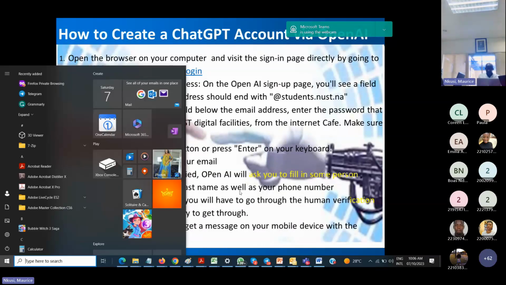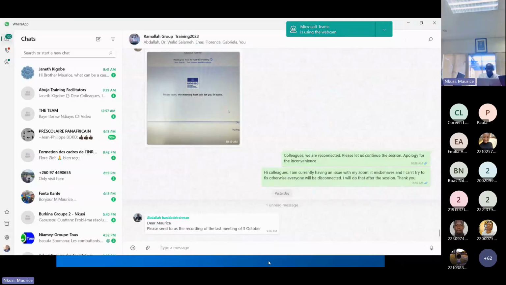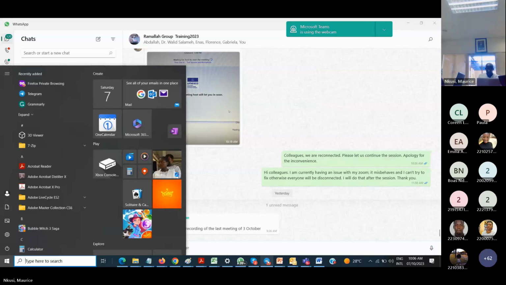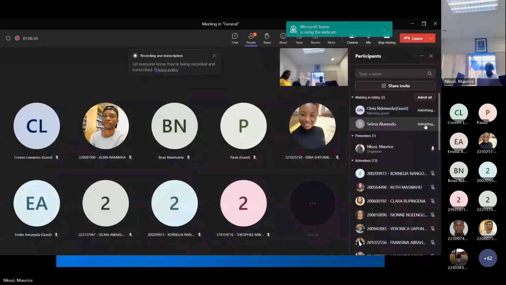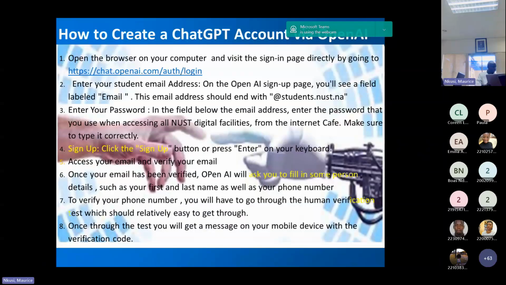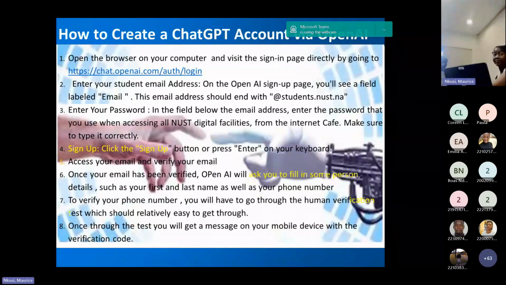Okay, there are some people who are trying to log in. Just give me a second to allow them to come in. Okay, there they are. So, Julia, you can take the audience through on how to create one.